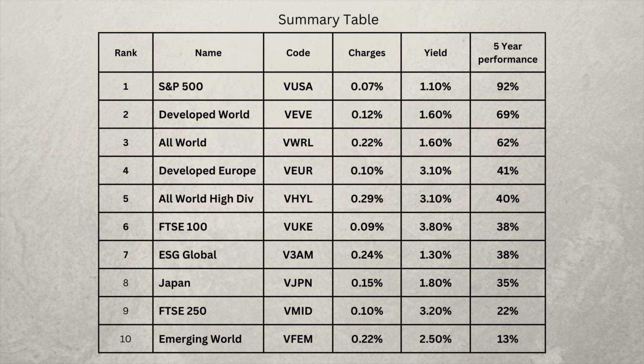The other intriguing conclusion I've learned from this research is comparing VWRL with the Developed World ETF VEVE. The Developed World ETF has a lower cost and has performed better. This is because VWRL contains some companies from the emerging markets, and you can see here how relatively poorly that particular ETF has performed. So based on these findings, I've decided to start buying VEVE instead of VWRL.